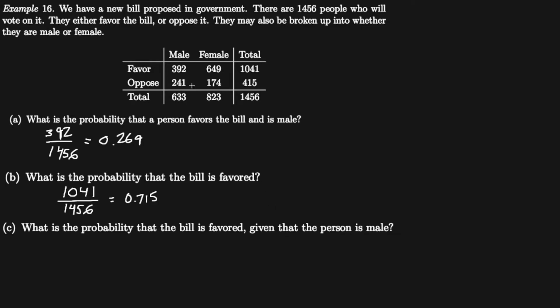We can see here that we're just looking at the male side. So we know that it is 392, which is favored, over 633. So 392 over 633, which is approximately 0.619.